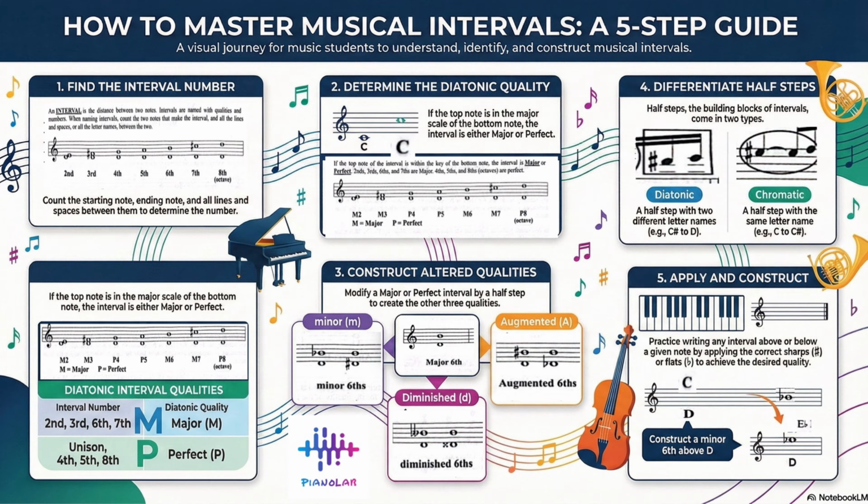Got it. Now, what if I want the diminished fifth, also starting from C? Okay, first, number. C up to G is a fifth. Second, quality. To make a perfect fifth diminished, we lower the top note a half step, so G becomes G flat, C to G flat. So C to F sharp is an augmented fourth, and C to G flat is a diminished fifth.